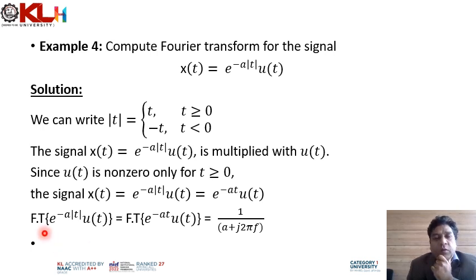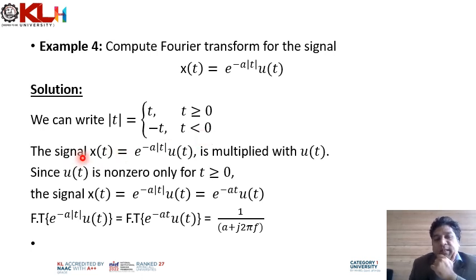Now we are going to compute another similar Fourier transform, which is the Fourier transform of the signal x(t) = e^(-a|t|) u(t). Now we are going to first define what is |t|. Now |t| is t when t is positive or t greater than or equal to 0, and |t| will be -t when t is less than 0.